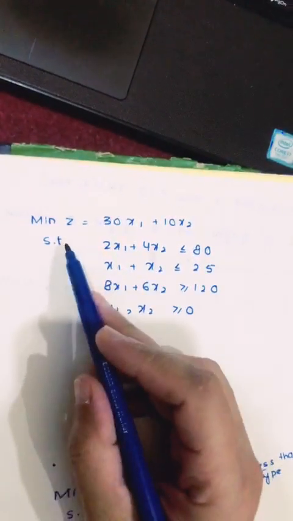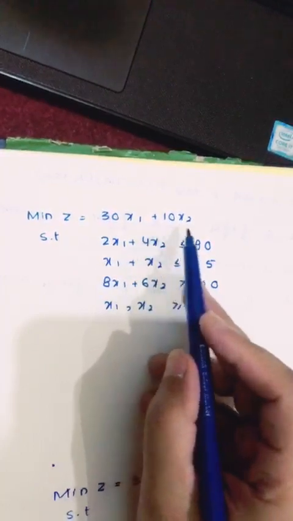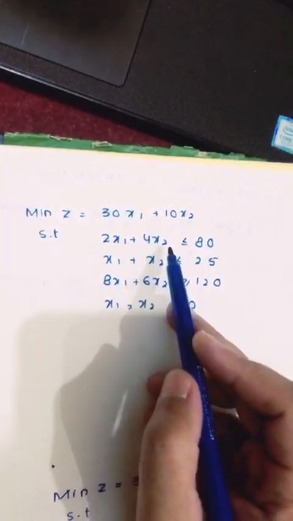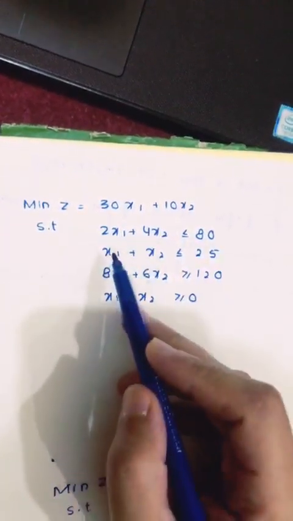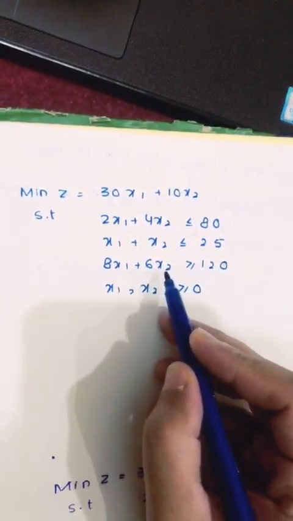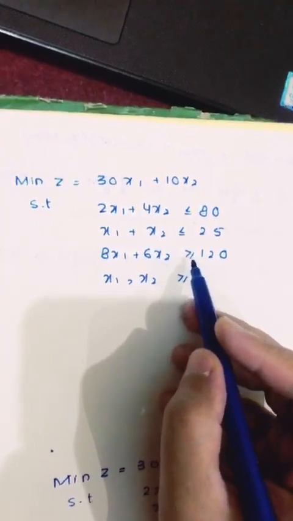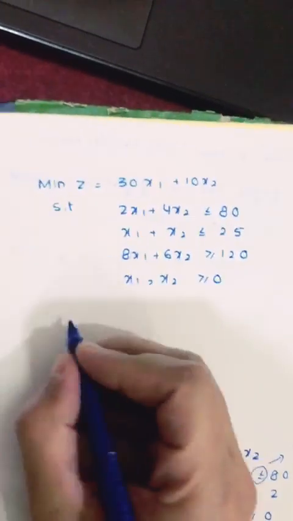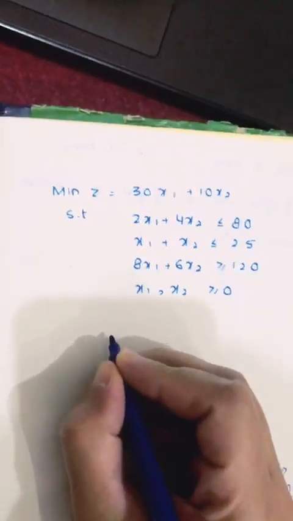For example, minimization of z = 30x1 + 10x2 subject to the constraints 2x1 + 4x2 ≤ 8, x1 + x2 ≤ 25, 8x1 + 6x2 ≥ 120. Minimization of z subject to the constraints.